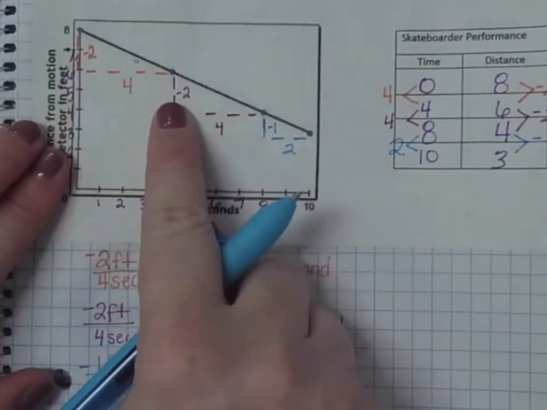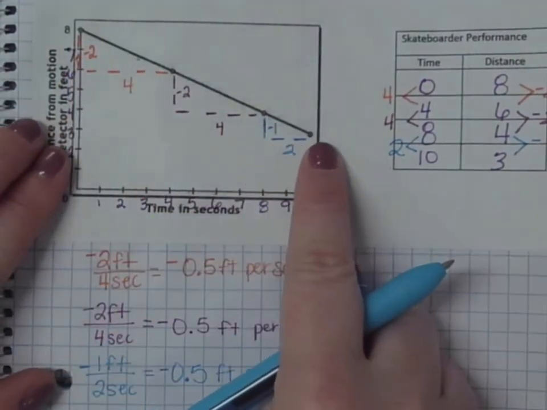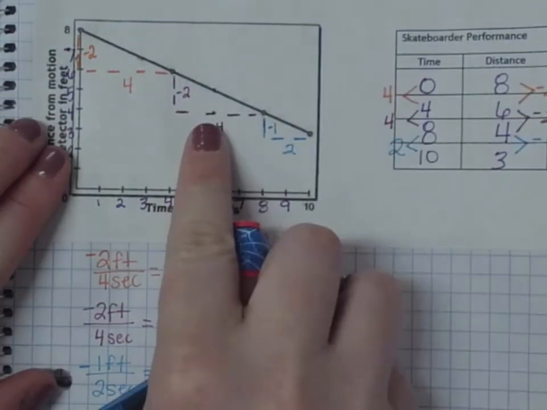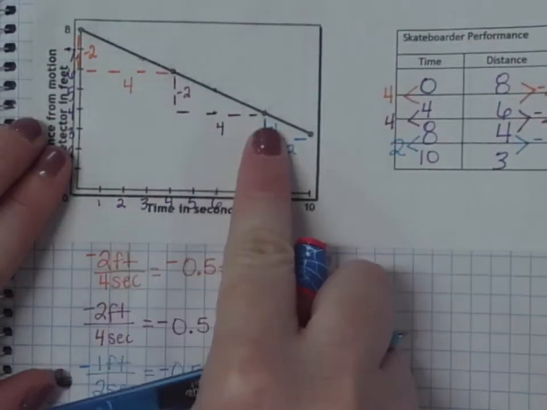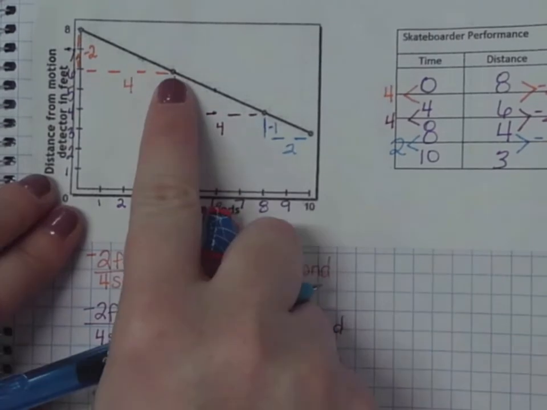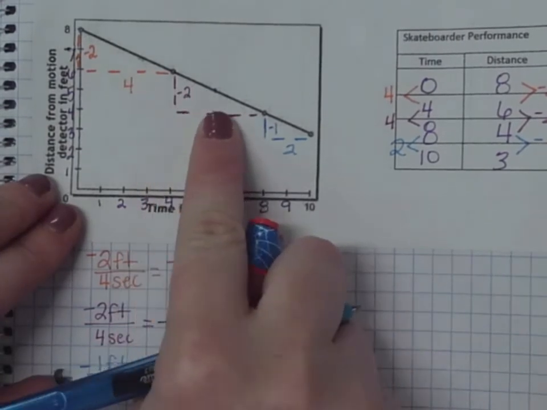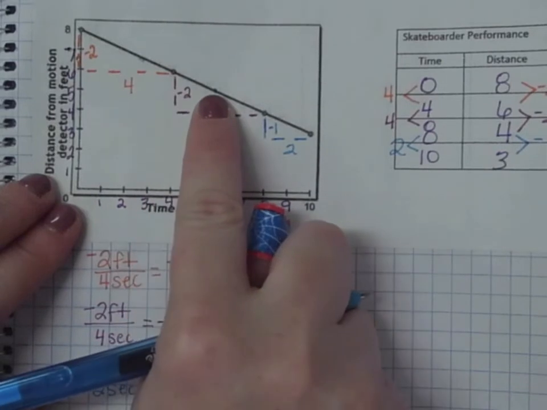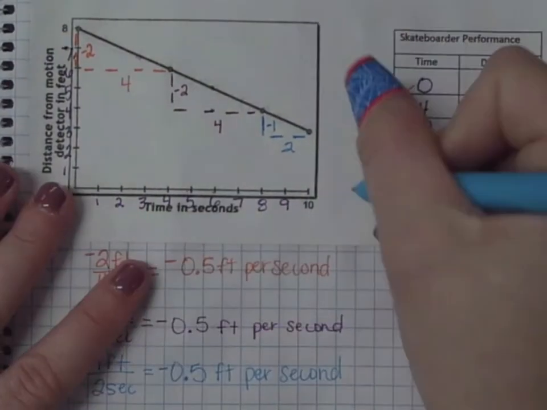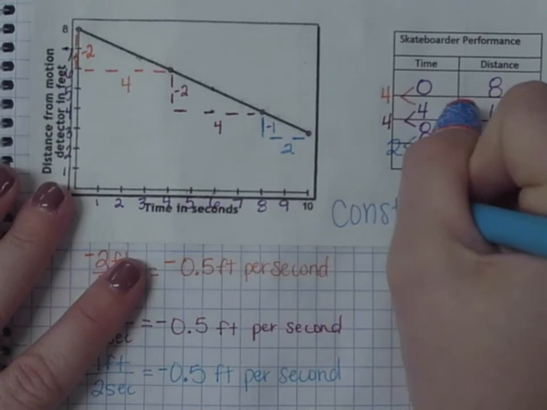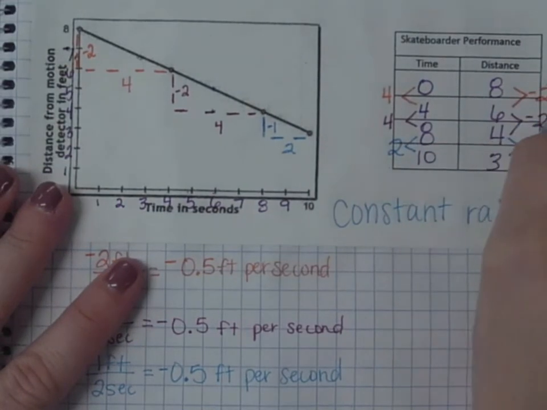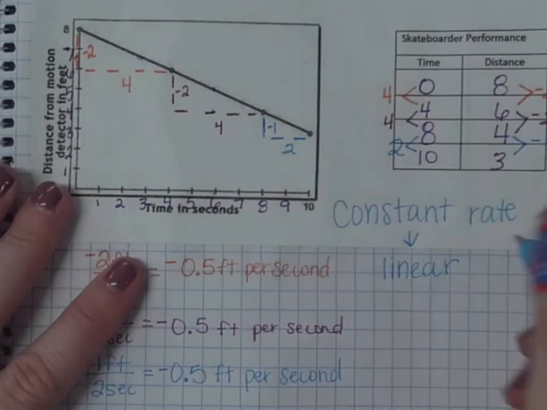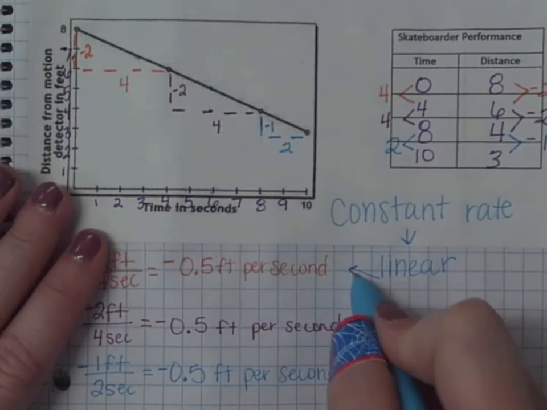So notice these slope triangles look different, but I could have put a point in here and it would have made it the same. Because if it was going down 2 feet in 4 seconds, then if I only went 2 seconds, if I went half that, it would go down 1 over 2. So it's still a constant rate or linear because all of these are the same.